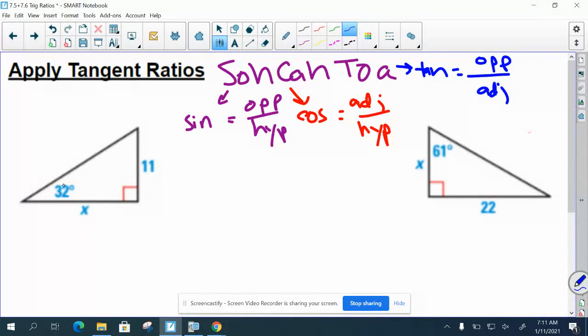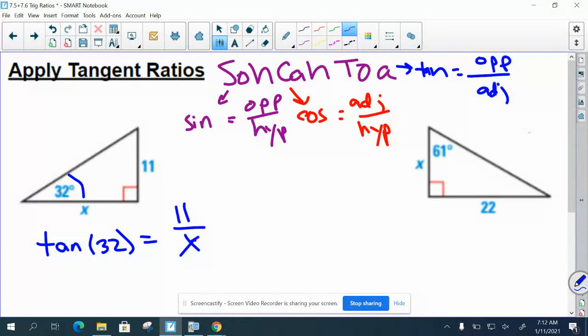So for these ones, we're going to have to decide which one we are going to use. For this one, we're given the angle 32, and we have the opposite and the adjacent side. So that means we're going to use the tangent function. So we're going to say the tangent of 32, so set up your ratio, equals opposite would be 11, and the adjacent would be x, so 11 over x.